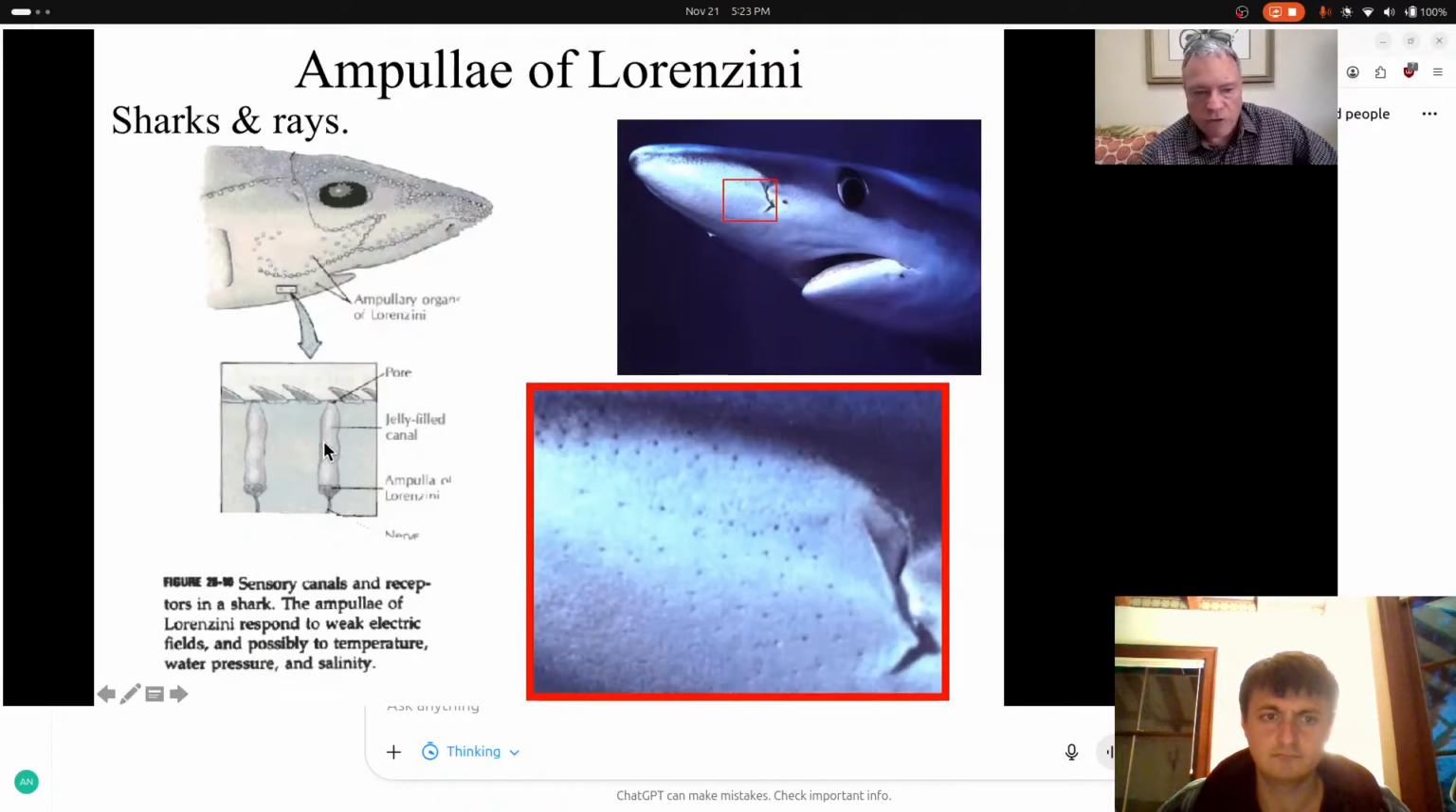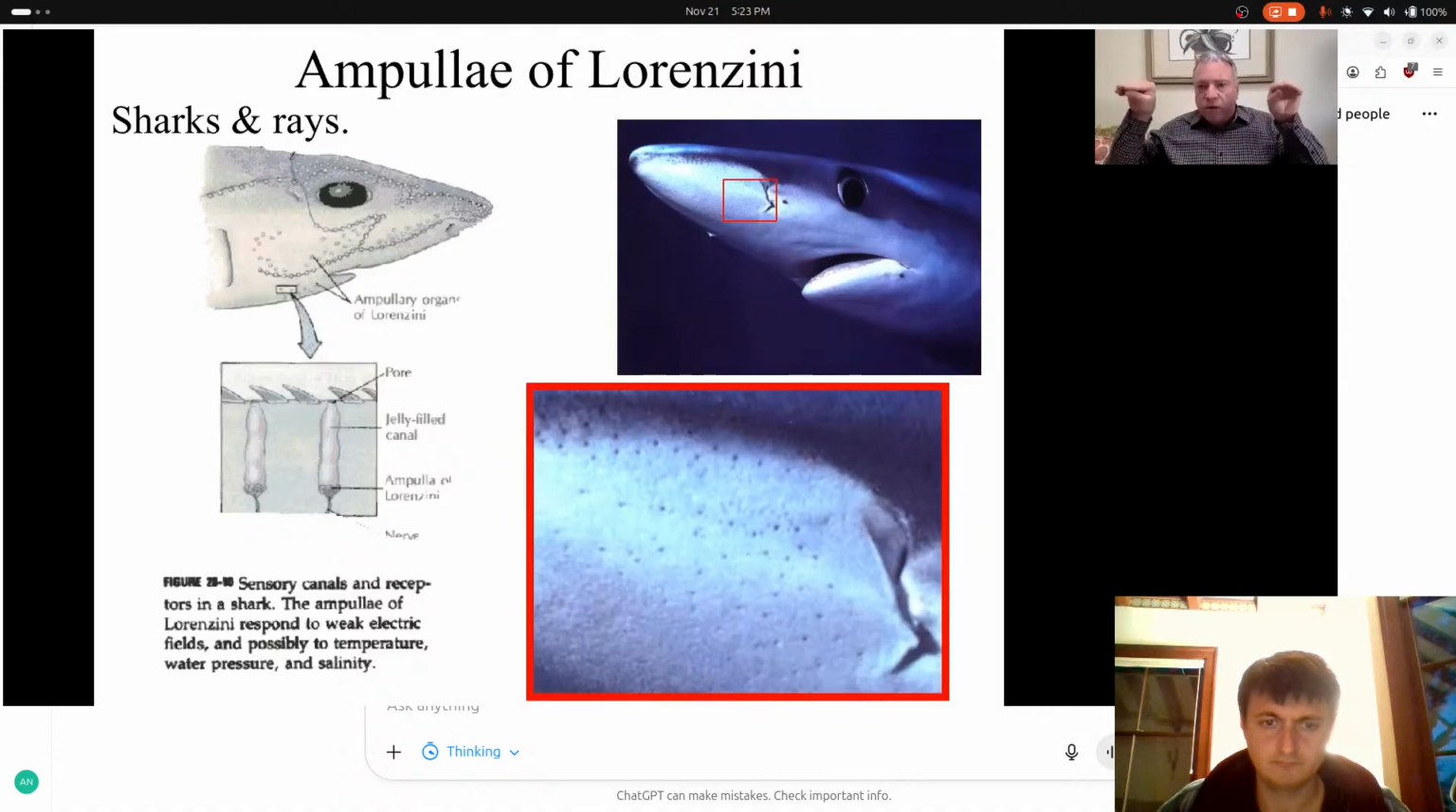So here's a little close-up that goes down this little sort of jello-filled canal to these sensors that somehow are transducing electrical fields into nerve impulses. And so they can use this to hunt prey, to navigate using saltwater and ocean, to hunt prey. Hammerheads, again, have that big flat head.